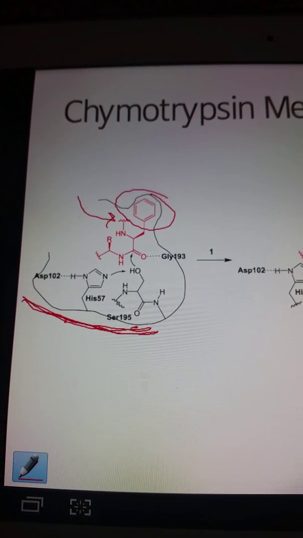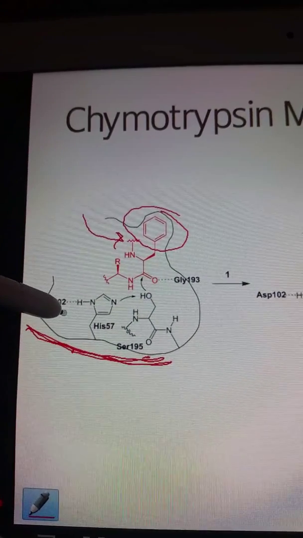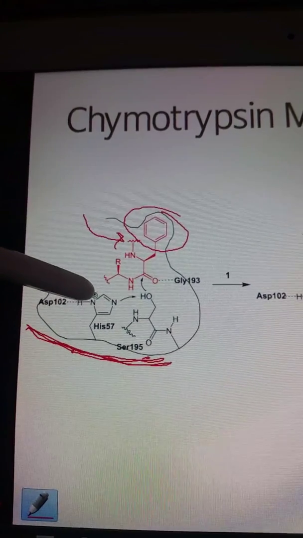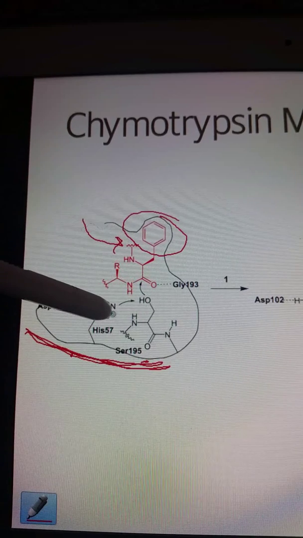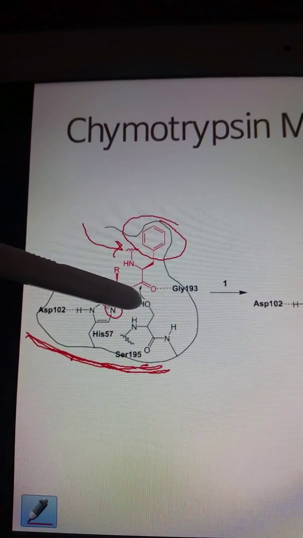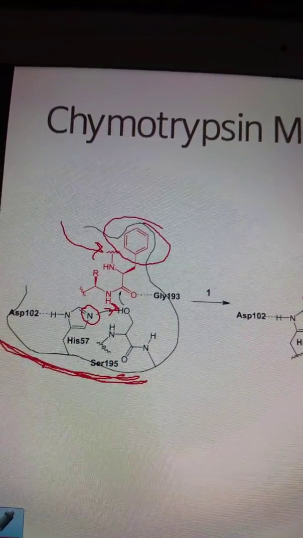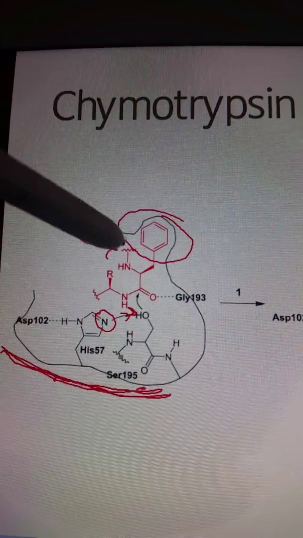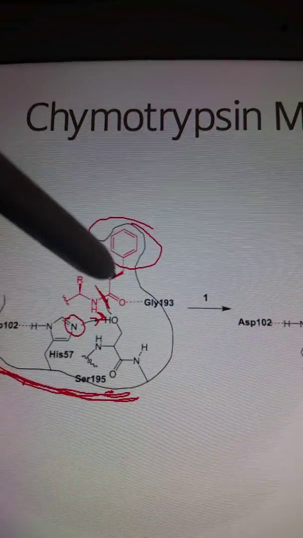This is a common mechanism found in what are called serine proteases, where aspartic acid provides a hydrogen bond acceptor for the imino group of histidine, which then puts more electron density on the nitrogen here, which can then pull the hydrogen off of serine, which makes the oxygen on the serine hydroxyl group a great nucleophile to come in and attack the peptide backbone of the substrate's phenylalanine.